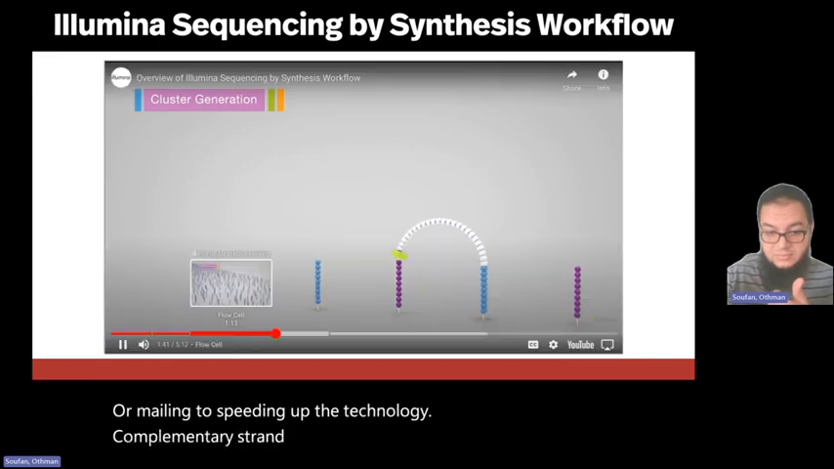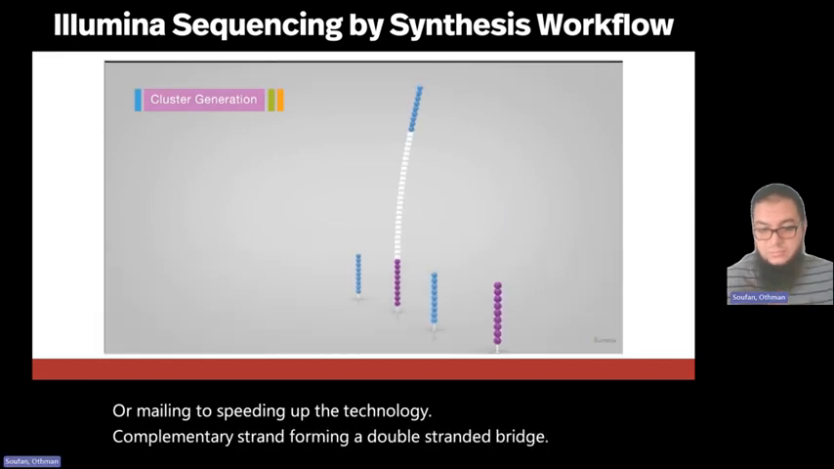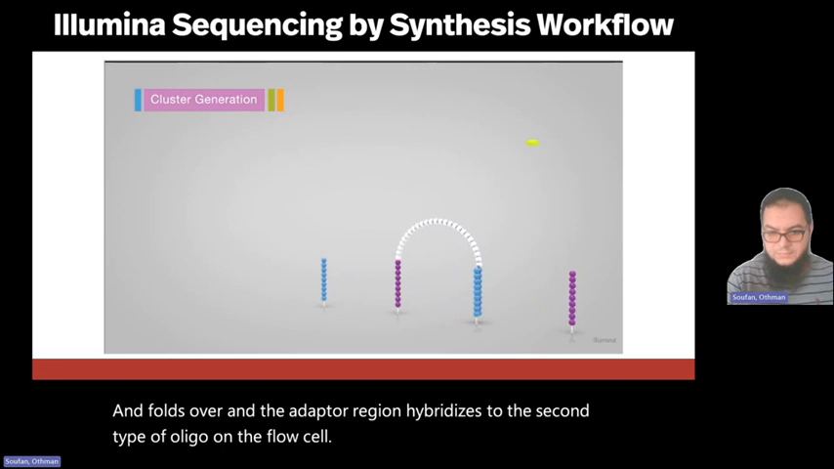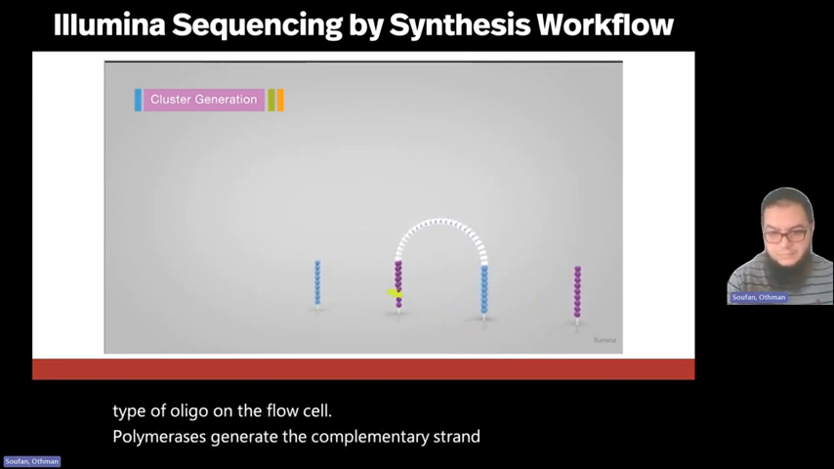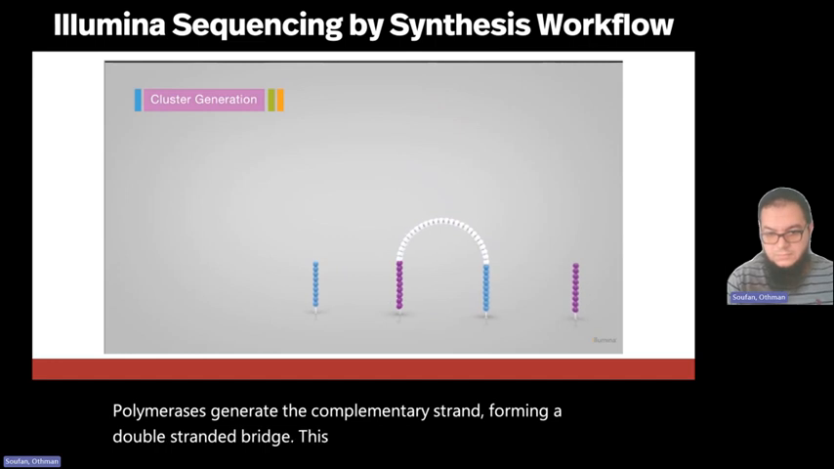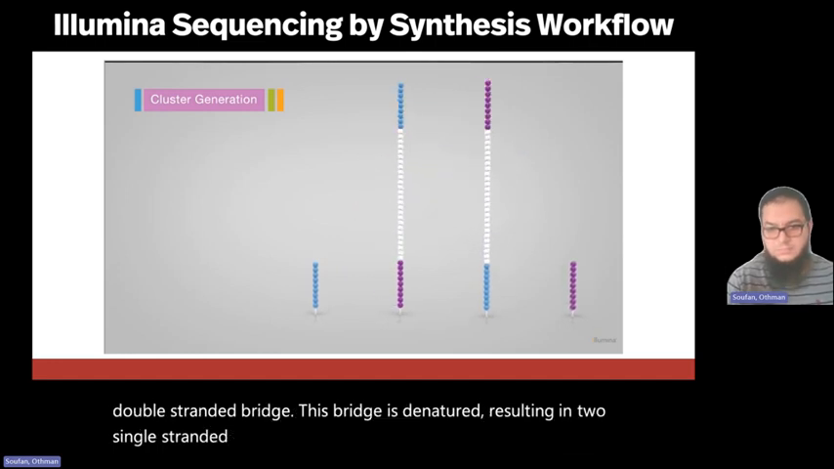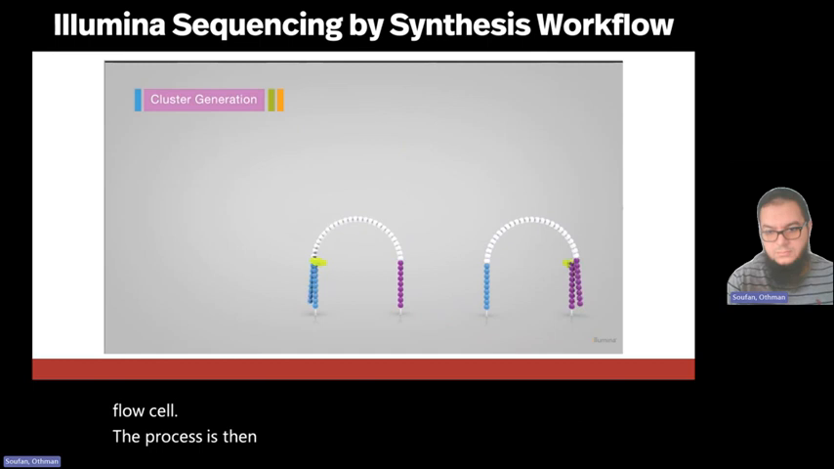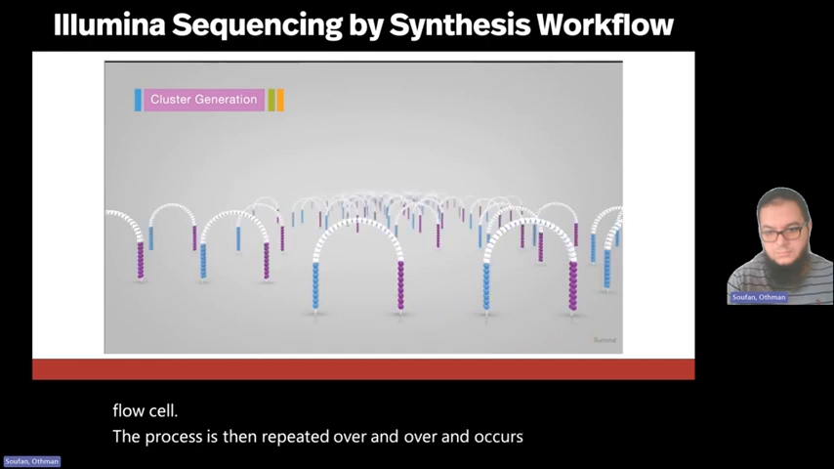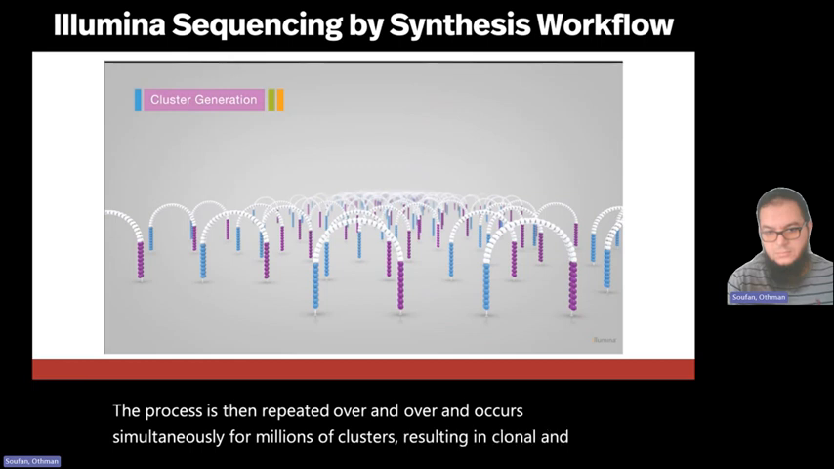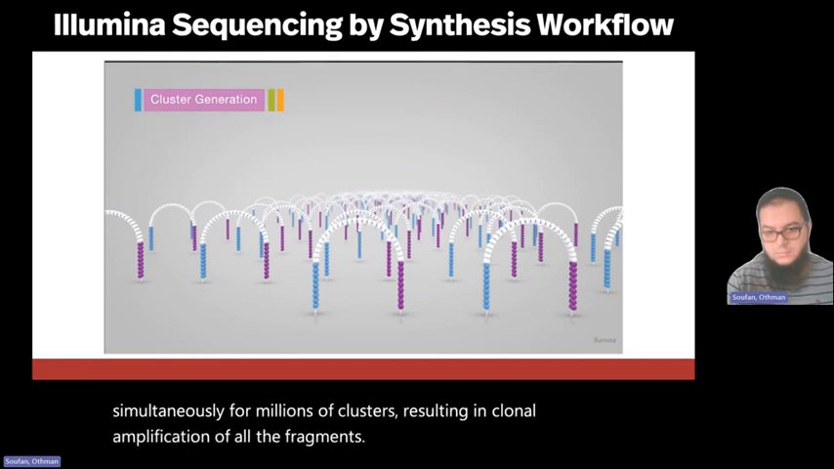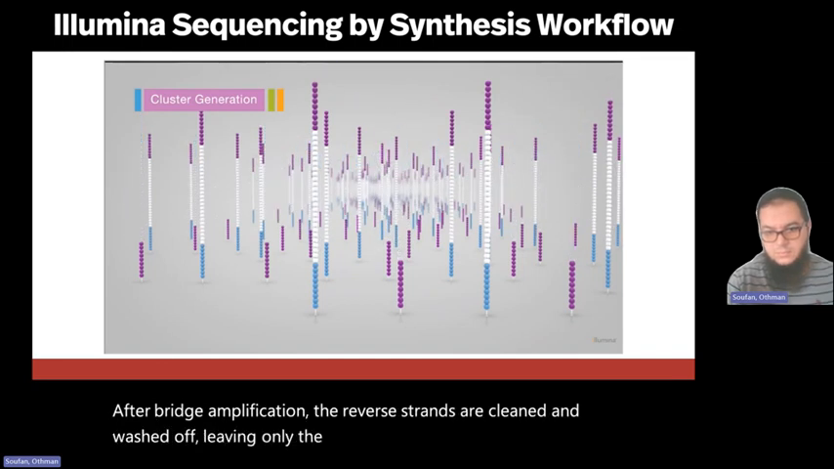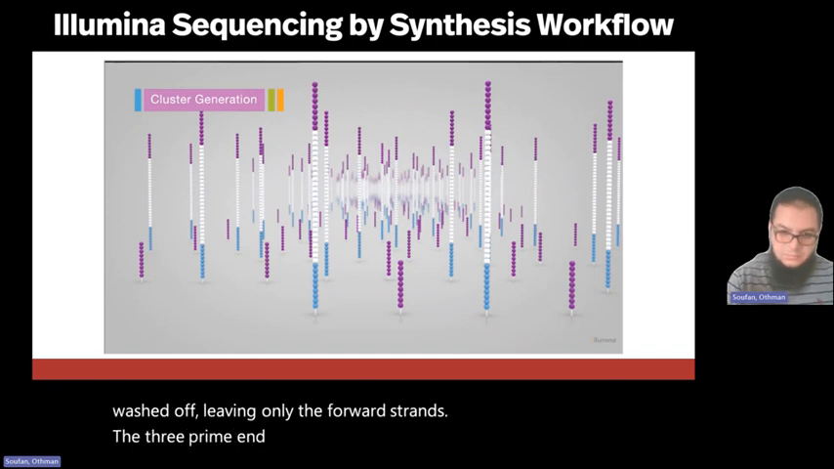Complementary strand forming a double-stranded bridge. Strand folds over, and the adapter region hybridizes to the second type of oligo on the flow cell. Polymerases generate the complementary strand, forming a double-stranded bridge. This bridge is denatured, resulting in 2 single-stranded copies of the molecule that are tethered to the flow cell. The process is then repeated over and over and occurs simultaneously for millions of clusters, resulting in clonal amplification of all the fragments. After bridge amplification, the reverse strands are cleaved and washed off, leaving only the forward strands. The 3' ends are blocked to prevent unwanted priming.